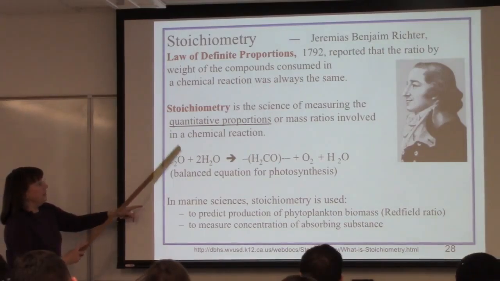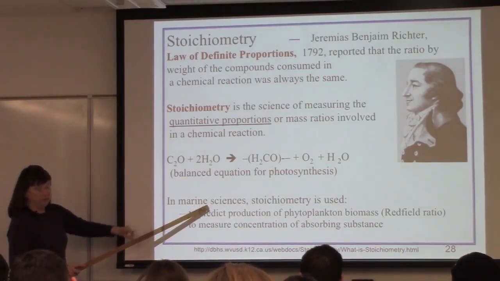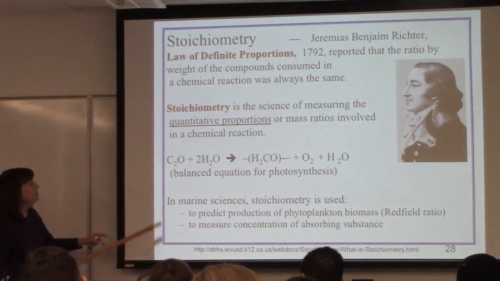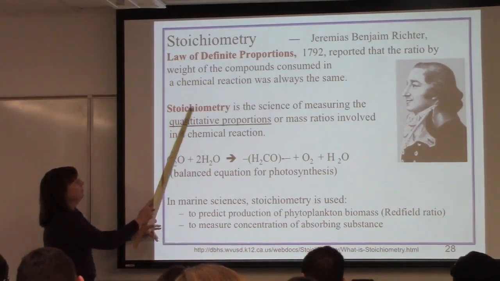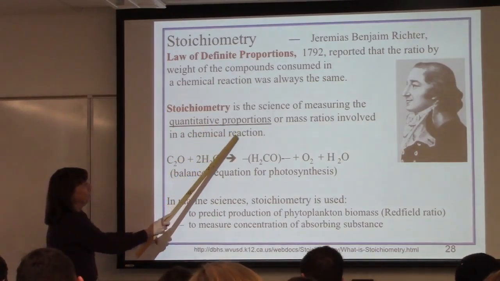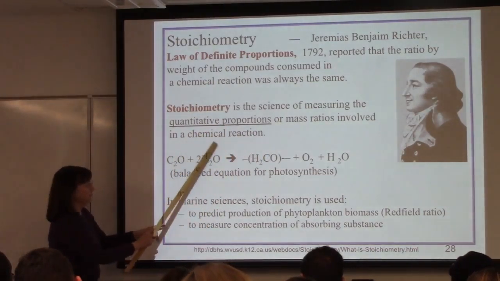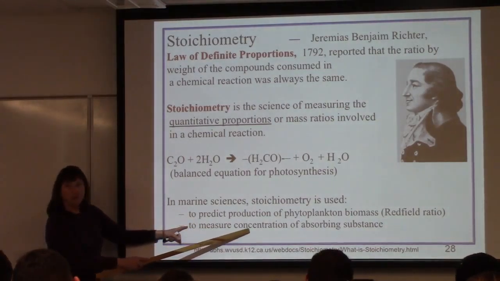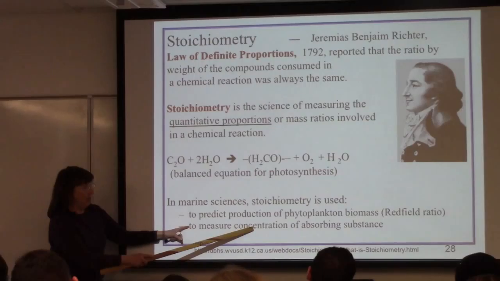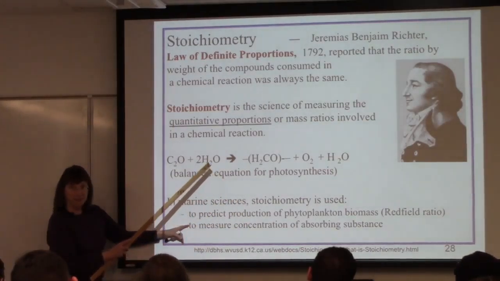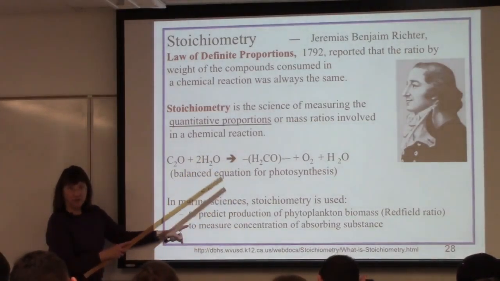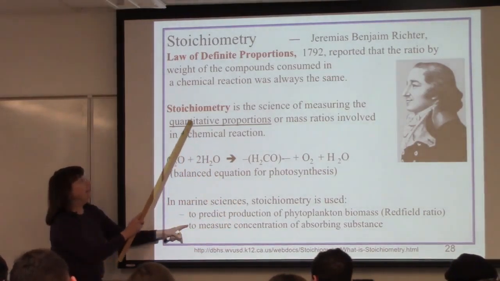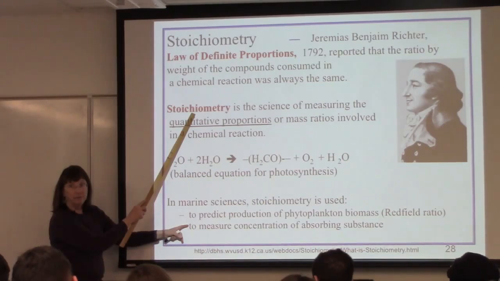So in marine sciences, if you have a chemical reaction, both sides of the equation are going to be in balance. It's this stoichiometry, quantitative proportions, or the mass ratios involved in a reaction. We can use that to measure the concentration of phosphate by complexing phosphate with something that's going to turn it into an absorbing material. And it's done in a stoichiometric way.